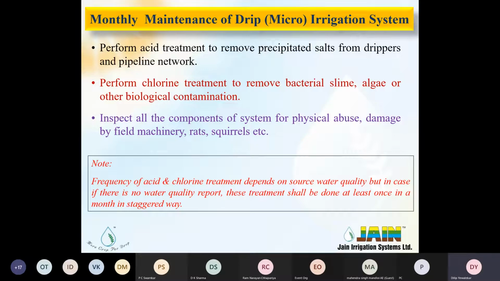Now coming to the acid treatment and the chlorine treatment. Once a month, acid treatment and chlorine treatment are required. Why is acid treatment required? It removes the salt accumulated in the drip system. What kind of salts? Chloride, magnesium, manganese. These salts get deposited at the orifice of the dripper, and after some time, as the water evaporates from the dripper, they harden. The salt becomes like a stone.